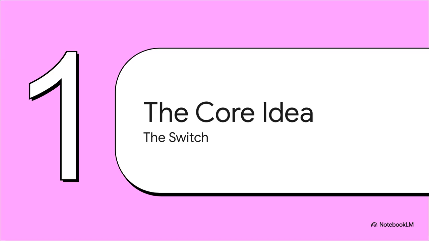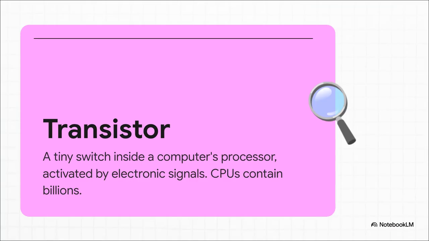To really get our heads around this, we have to start at the most basic level. I'm not talking about software or code, but a real physical object. A tiny, tiny switch. This little thing right here, it's called a transistor. Deep inside your computer's processor, there are literally billions of them, and each one is just a microscopic switch that can be flipped on or off with a little zap of electricity. They are the physical heart of every single thing a computer does.